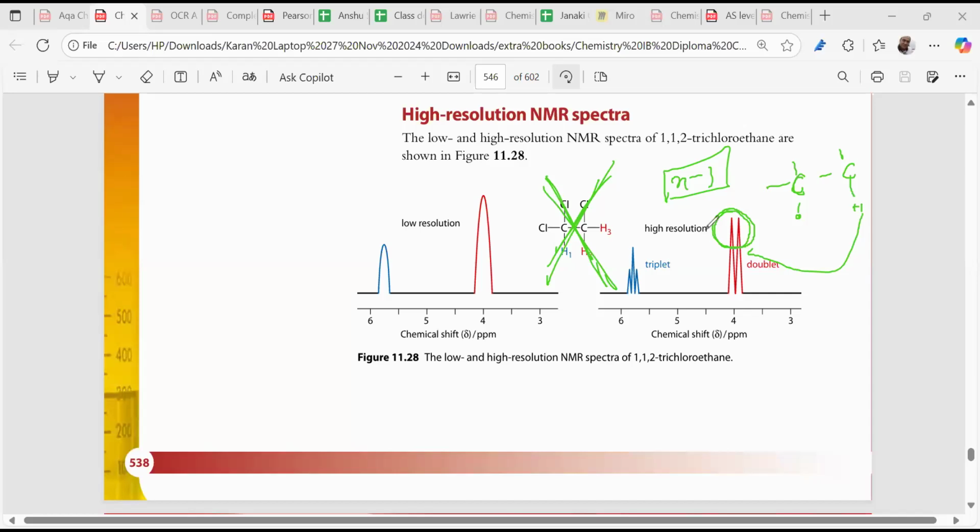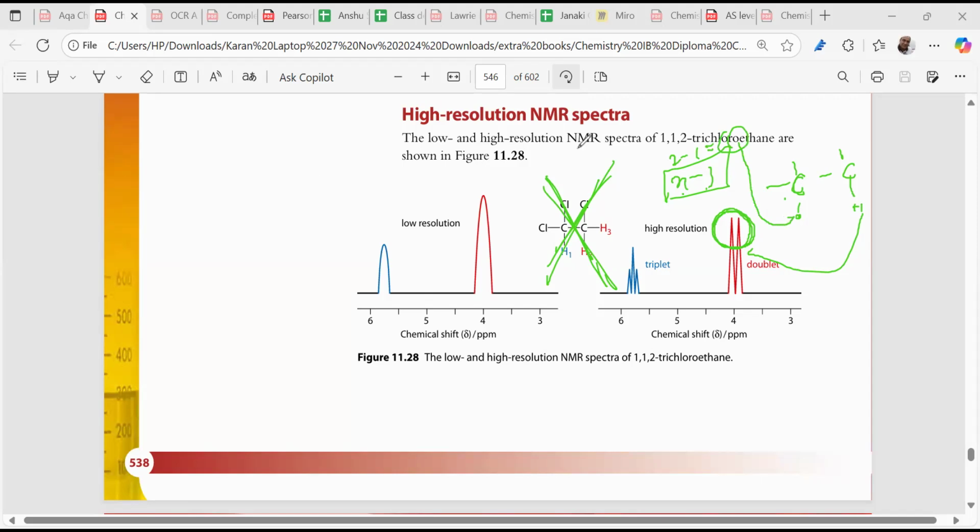If you have got a doublet, please tell me. It will be splitting into a doublet. So the next carbon will be having how many hydrogens? N-1. So doublet means 2 minus 1. There will be 1 hydrogen. Is it clear to you? Understood this part?